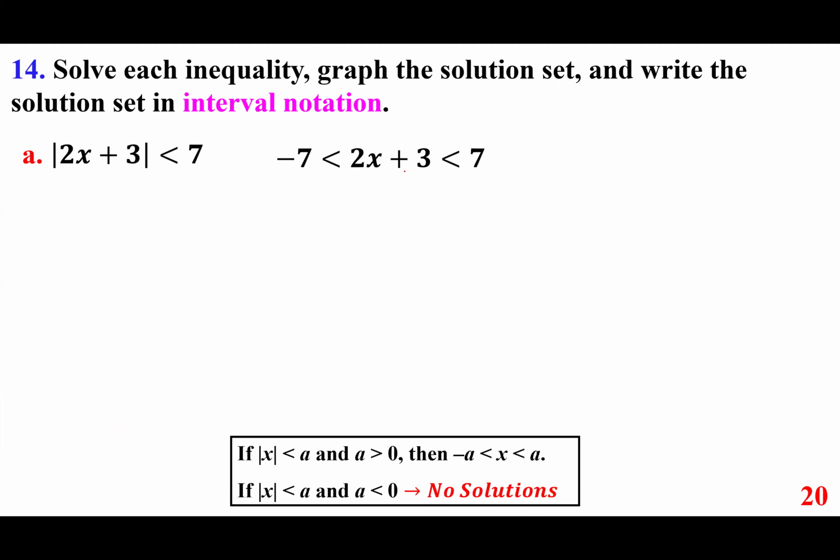To solve for this inequality, we are going to subtract 3 from all 3 sides. And then we're going to divide everything by 2. So x is between negative 5 and 2. This is the inequality solution, everybody.